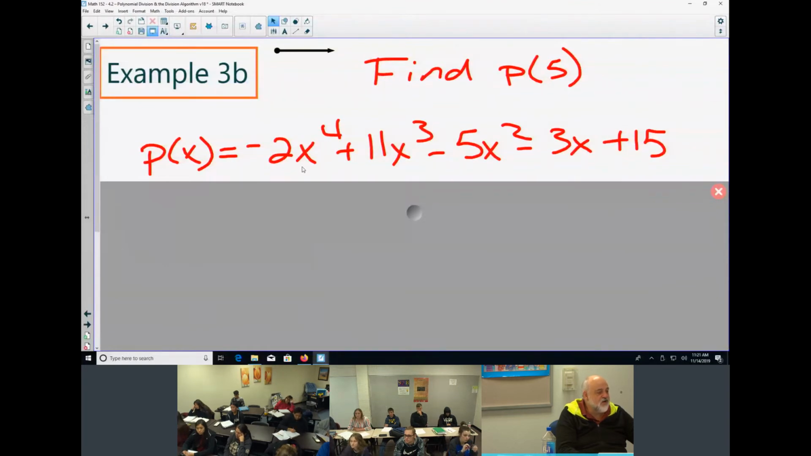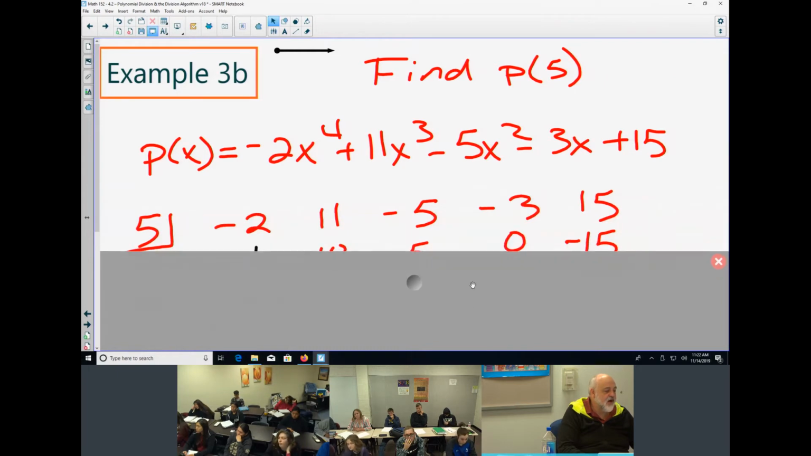So let's say we wanted to find the p of 5 for this polynomial. Normally what I would have done for years is just plugged in 5 everywhere there's an x, and then worked it out. But what you can do is do the same thing with synthetic division. So you write down the numbers. Again, you have to have placeholders. So -2, 11, -5, -3, 15.